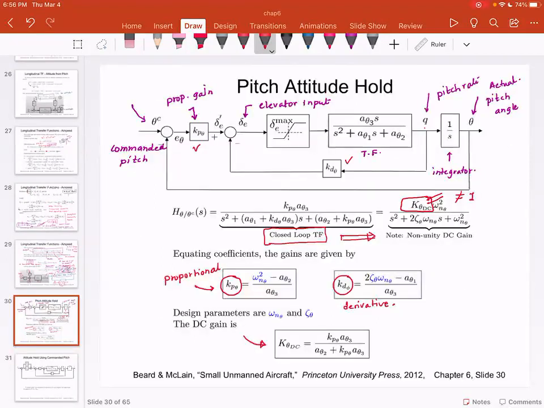Okay. Before I proceed further, I just want to make sure that everyone understood up to this part. Any questions here?